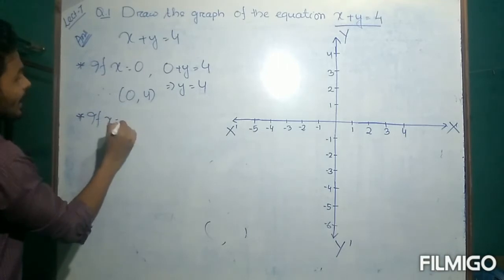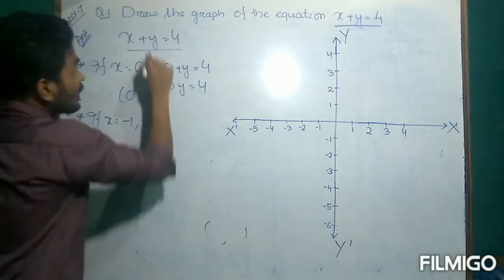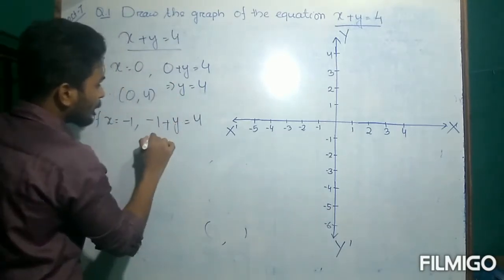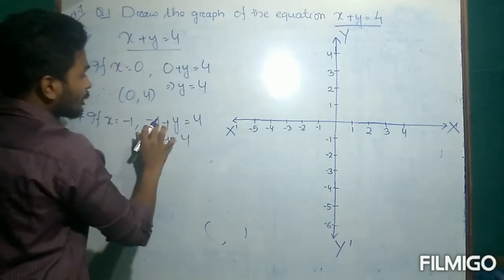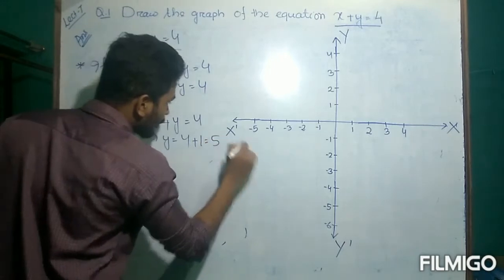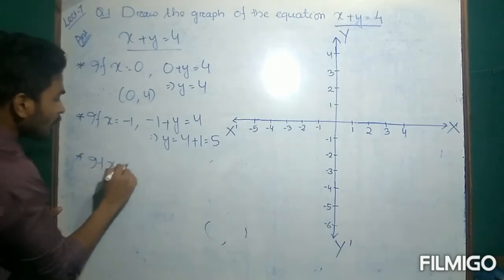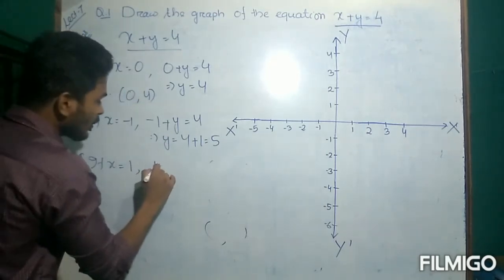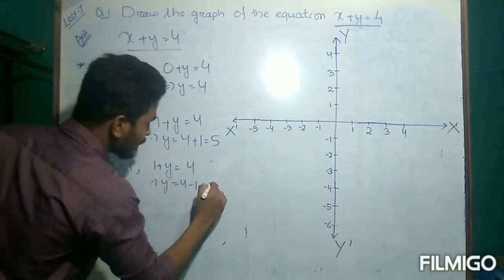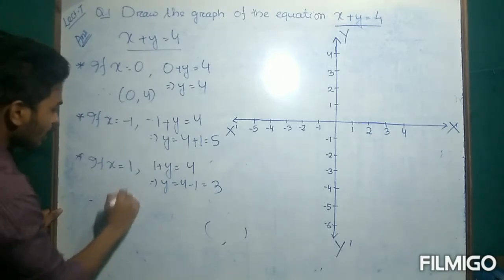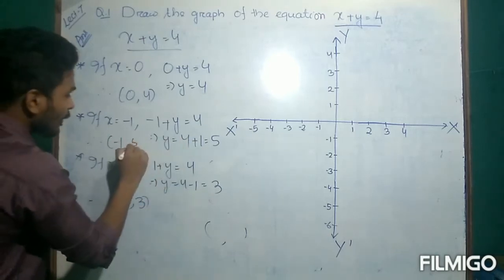Suppose I take x to be minus 1. Our equation becomes minus 1 plus y is equal to 4. So y is equal to 4, and minus 1 goes to the right hand side as plus 1, so it will be 5. Suppose I take x to be 1. The equation becomes 1 plus y is equal to 4, so y is equal to 4 minus 1, which is 3. So here the solution is (1, 3). Here also you write the solution (minus 1, 5).